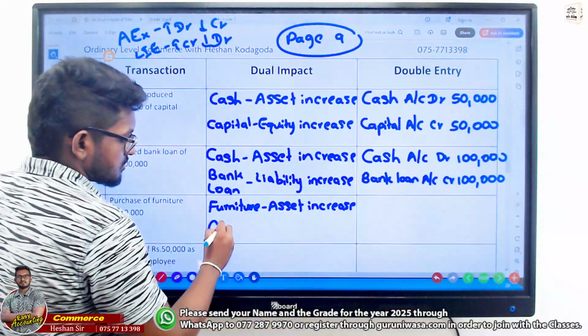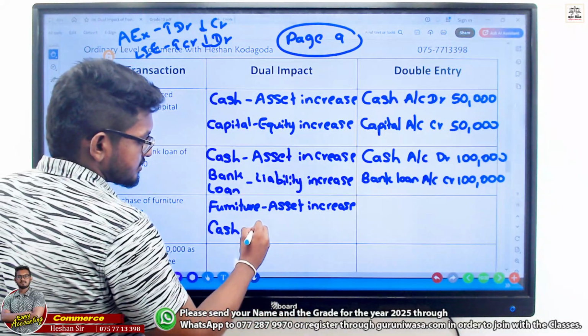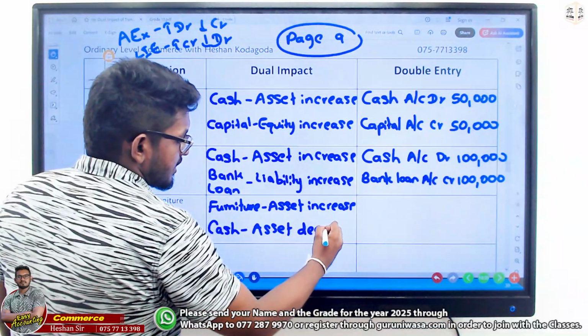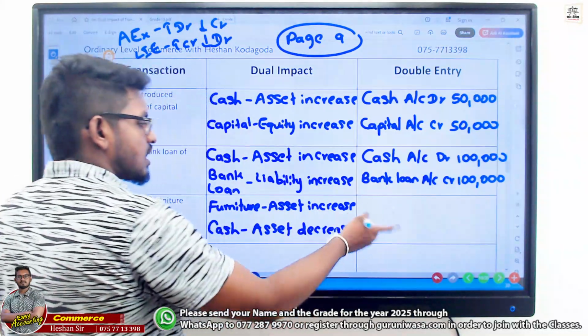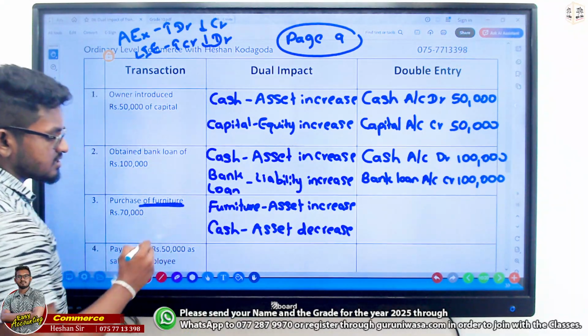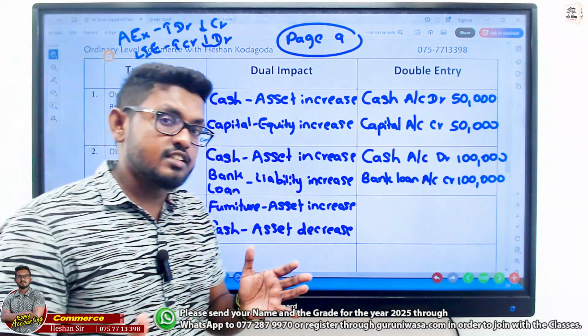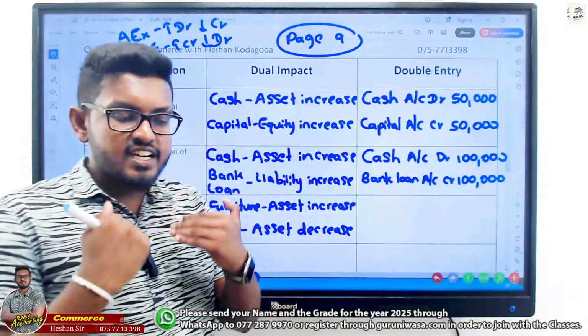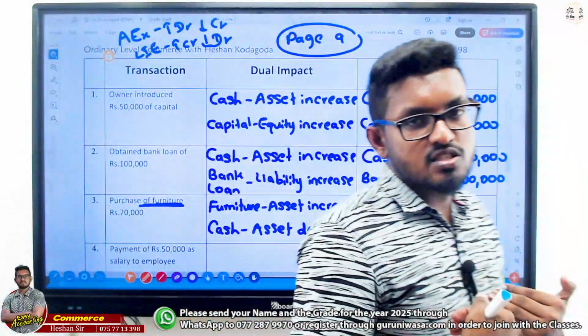And the cash asset decreases. Now you can't write purchase account debit, cash account credit. No. Furniture is not stocks. This is a non-current asset. Stocks are current assets. Stocks we purchase for the resale purpose. Furniture we purchase for the usage purpose.